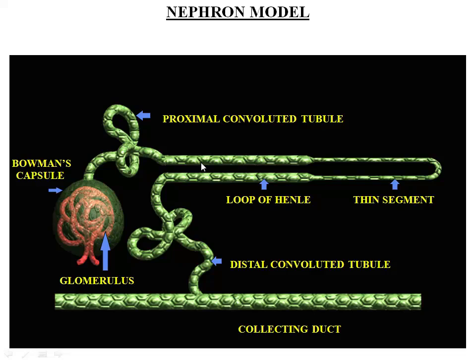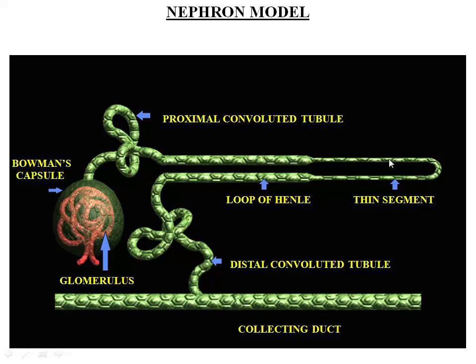Thereafter, in the descending loop of Henle, now this is the terminology, descending and ascending loop of Henle, and these are the thick segments here. Okay, so when the proximal convoluted tubule changes into the descending limb of Henle, the cellular type changes from cuboidal to squamous, but still they have a large nucleus and a little bit of brush border you will see in the epithelial cells of this descending tubule.